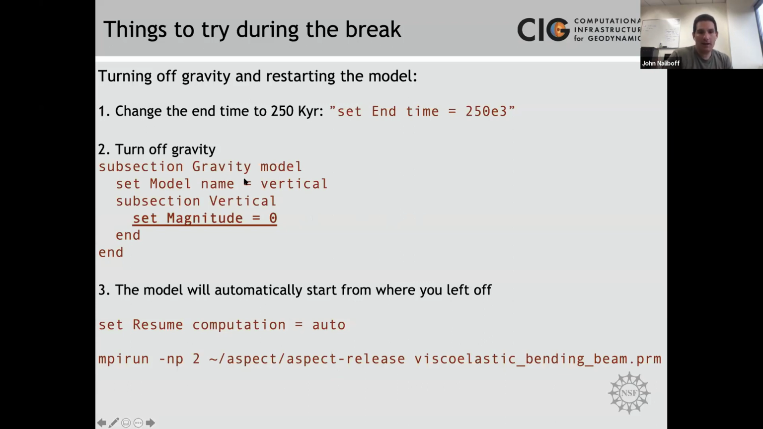What you could do then is go into the velocity boundary conditions section and change your boundary conditions from tensional to compressional. And so then you can change basically, I think, almost any variable in the model after resume computation. But the one thing you can't do is things like remove compositional fields, or I don't think you can change the number of processors you're using to run the model. So when you resume the computation, you should always use the same number of processors.